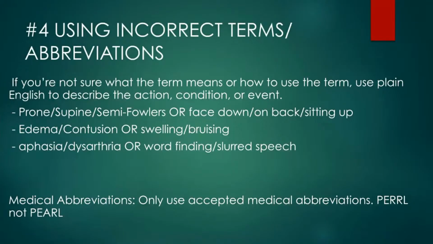Okay, using incorrect terms and abbreviations. Down at the bottom is my favorite, or a lot of people love to use, PEARL. PEARL stands for pupils equal, round, reactive to light. It used to be PEARLA, with accommodation, but we don't do that very often. But if you don't know what it means, or if it's not an actually accepted abbreviation, then you really shouldn't use it.